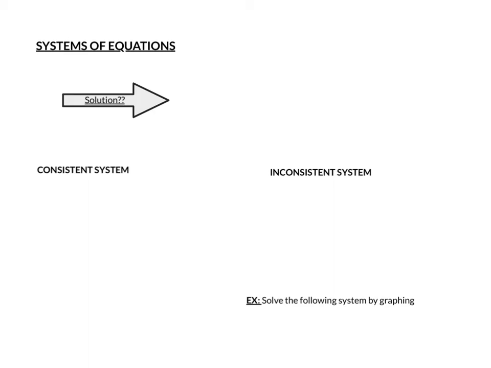What is the definition of a system of equations? If we were to define them, what would we say? Well, we would say that a system of equations is a set of two or more equations. So a set of two or more equations.